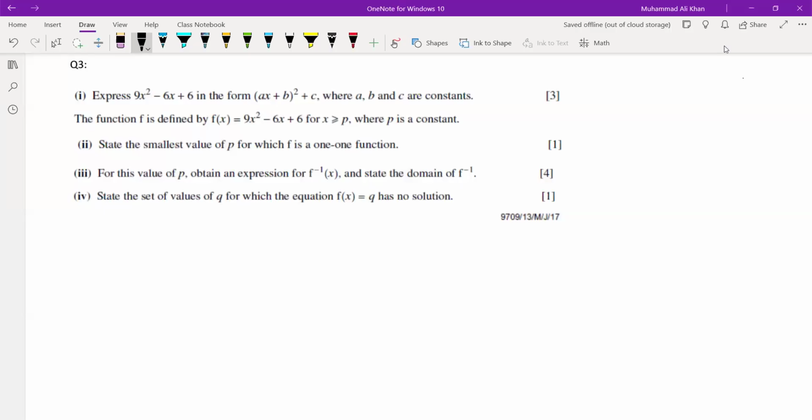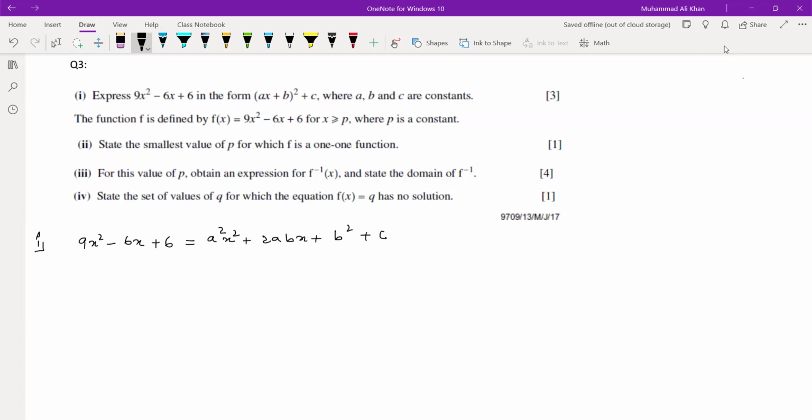Now, question number 3. It is of May, June 17, paper 1-3. The first part. Express 9x squared minus 6x plus 6 in a form. And the form is ax plus b whole squared plus c. Expand the bracket. A squared x squared plus 2ab x plus b squared plus c. Isn't it?